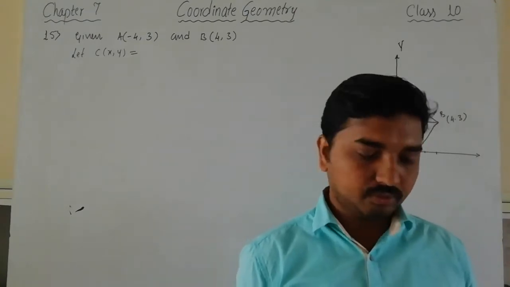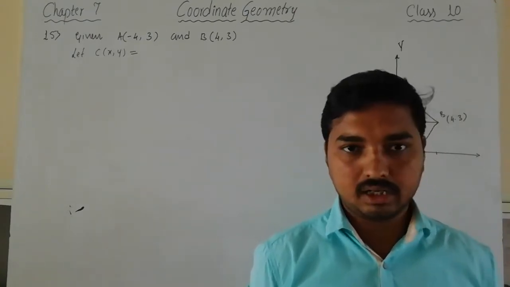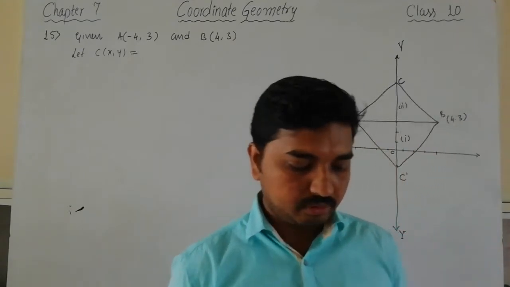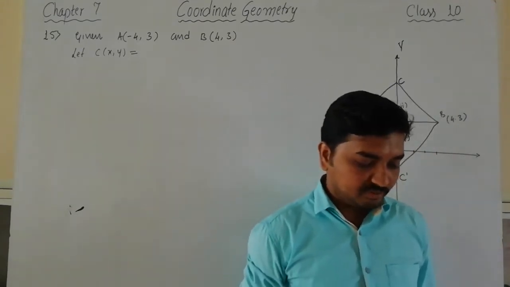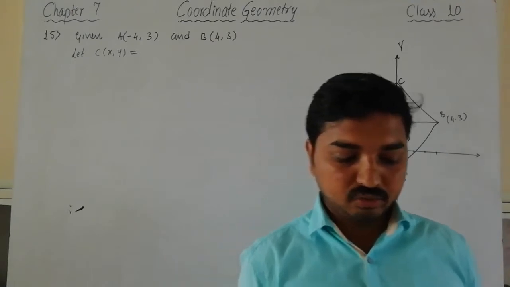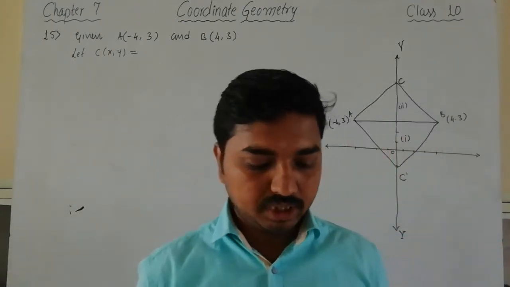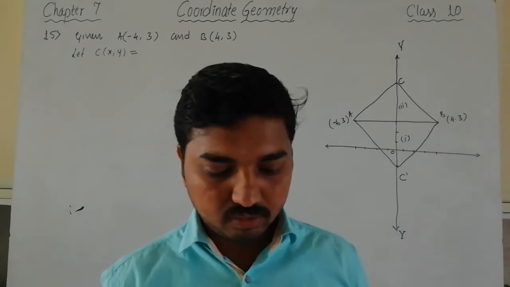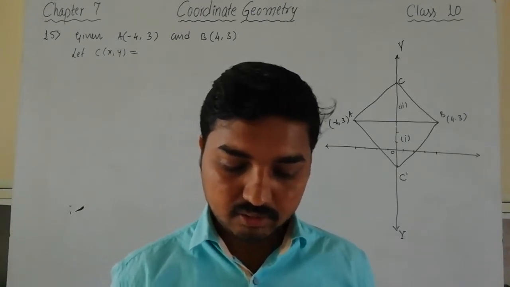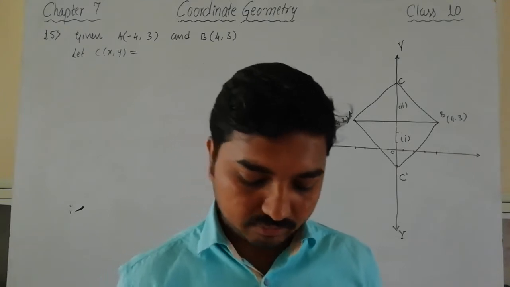Yesterday I sent the video related to the problems on triangles, and I left one question, question number 15, related to the equilateral triangle. Now look at the question. If (-4, 3) and (4, 3) are two vertices of an equilateral triangle, find the coordinates of the third vertex, given that the origin lies in the interior. First one. Second one, the exterior of the triangle.